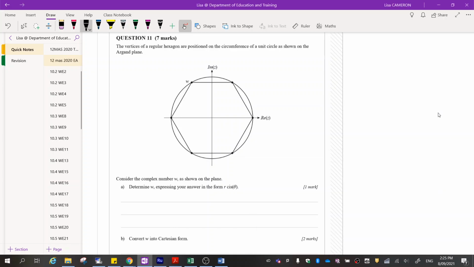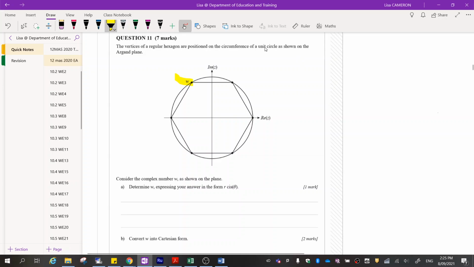Okay, so question 11. Now, this looks a lot more intimidating than it is. You just have to think about this in terms of being solutions of a unit circle. So the first thing we're going to do is consider the complex number w as shown in the plane. So we're looking at this coordinate over here. Next, we're going to determine w, expressing the answer in the form r cis theta.